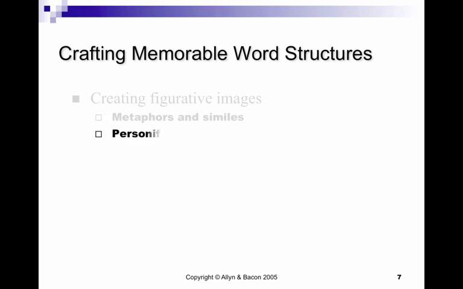The next thing is personification, and this is where you attribute personal qualities or human qualities to inanimate things or items. So if a building is weeping, if a flower is nodding hello, those would all be examples of personification. So that's figurative images. Next is how we create drama.